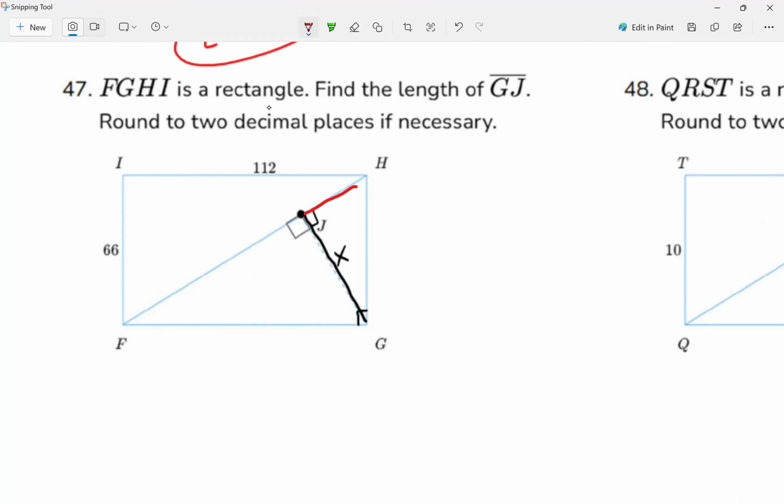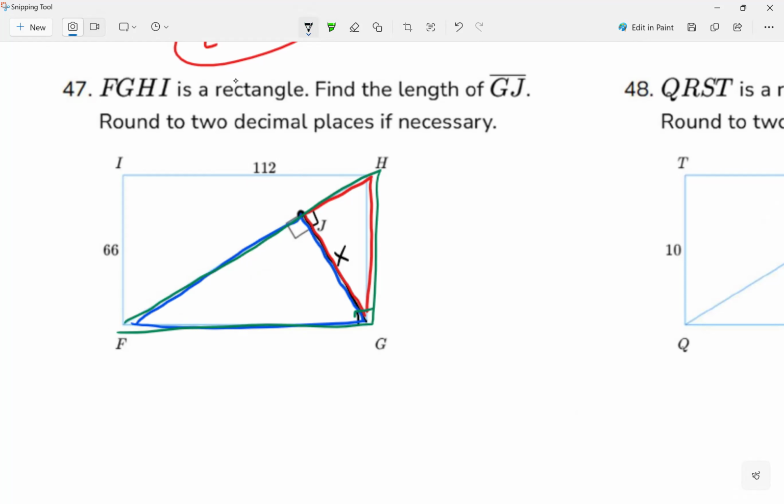a red right triangle here. I see a blue right triangle here. And then I see a green right triangle here. I see similar triangles.